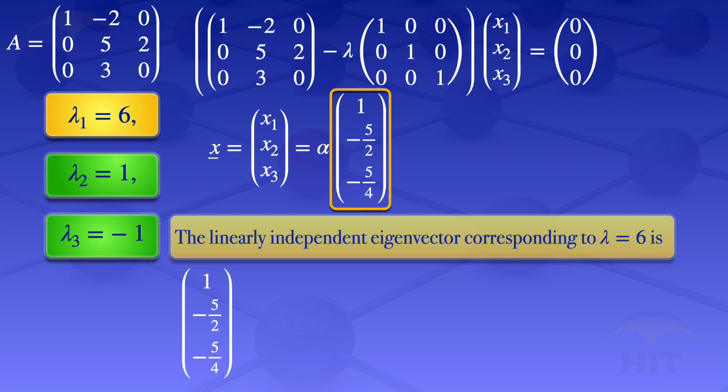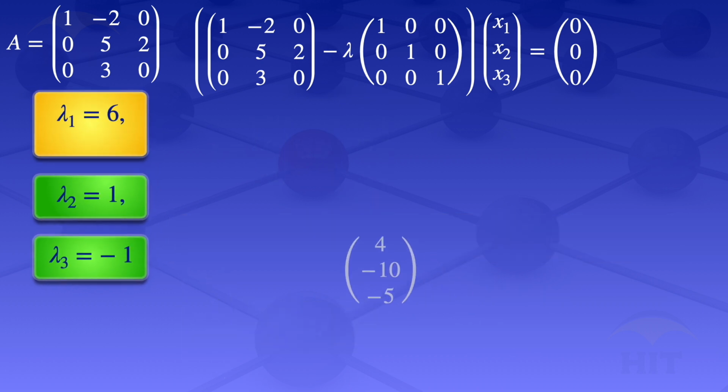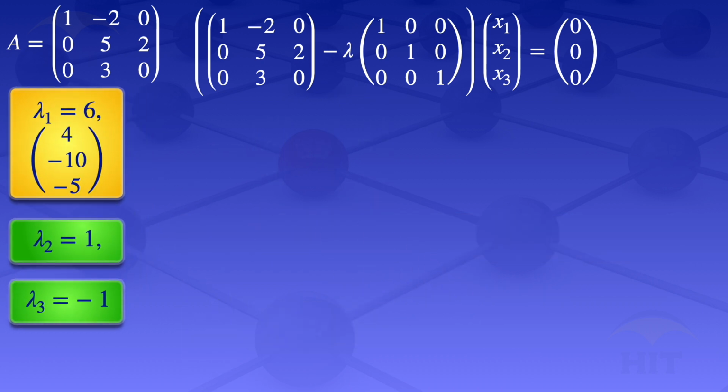But we may try to write our vector to have components which are whole numbers. So we can rewrite this vector with components which are whole numbers. So I can multiply throughout there by 4. And we would have 4, minus 10, minus 5. So we would have our linearly independent eigenvector there is 4, minus 10, minus 5. So that's the linearly independent eigenvector corresponding to lambda equals 6.